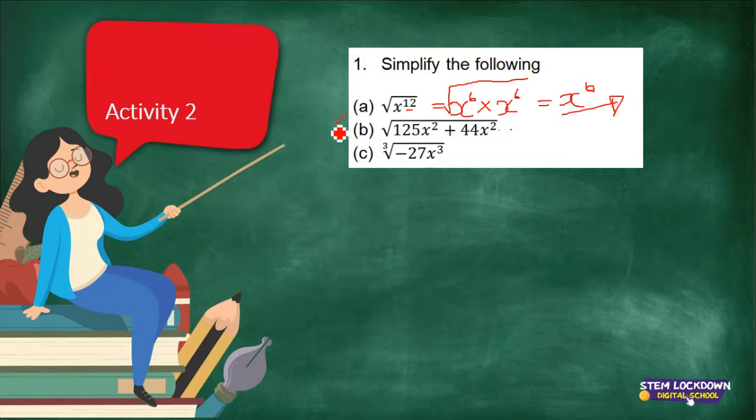Because if you're using numbers, this will be easy. Let's say the square root of 36. Which number did you square to get 36? The number was 6. So when it comes to variables, x squared, which variable did you square to get x squared? You squared x.